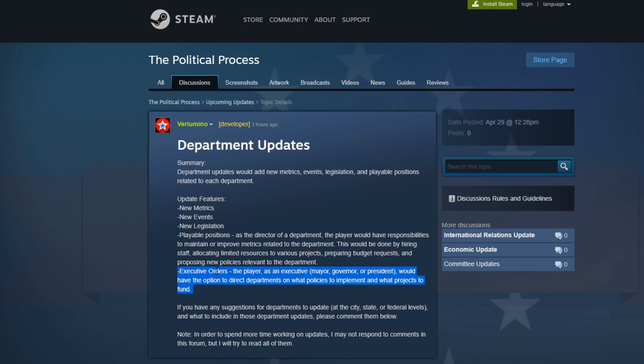But this is a cheat code that the president can use to bypass Congress and sign something called an executive order, which allows him to push forward his policies, which would be a really good player element in the game. If you have any suggestions for departments to update at the city, state, and federal levels, and what to include most in department updates, please comment them below.